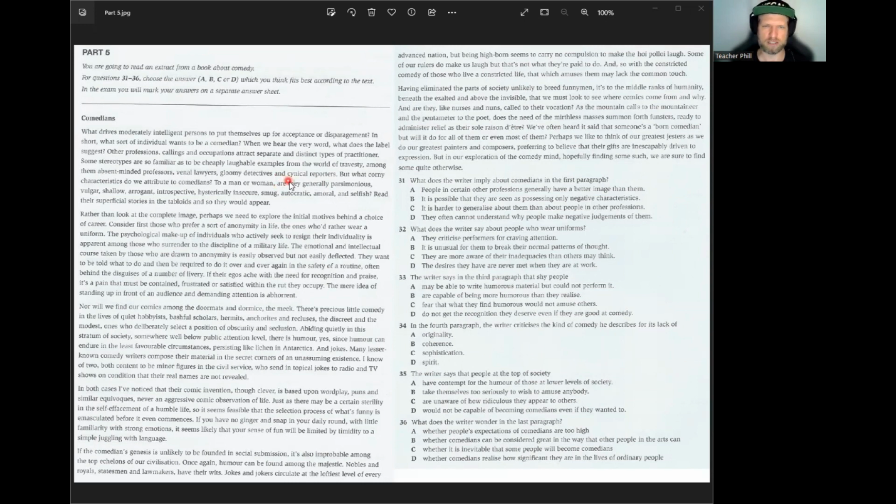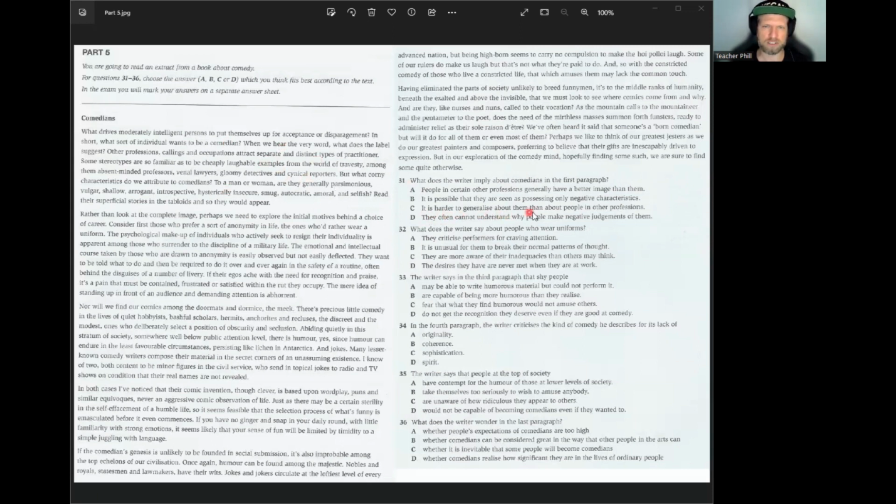So let me have a look at the possible answers now, and let's see if we can find something that reflects what I've just said. It says here, people in certain other professions generally have a better image than them. I would say that is not true, because we just said he gives other professions also these negative adjectives, so I don't like this answer here. It is possible that they are seen as possessing only negative characteristics. Yeah, maybe that. Because he gives this very negative idea of comedians, right?